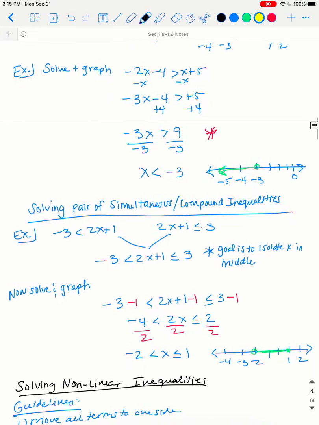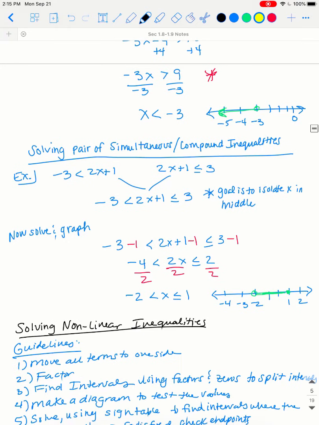Here's another example. I have negative 2x minus 4 is greater than x plus 5. So I want to group the like terms. I'm going to subtract x over, and then I get negative 3x minus 4 is greater than 5. I'm going to add the 4 to the right. I get negative 3x is greater than 9. I'm dividing by negative 3, so that means we flip our symbol. So x is less than negative 3.